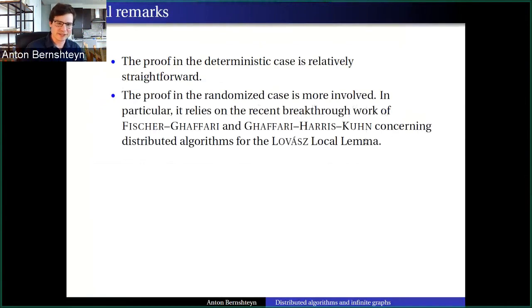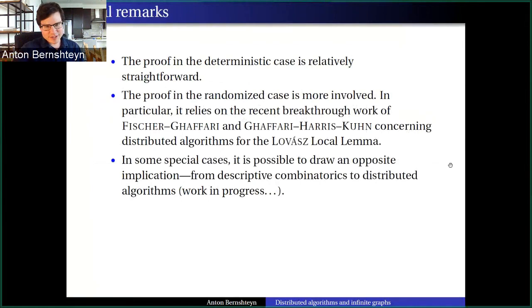In particular, it involves the recent breakthrough work of Fischer and Ghaffari, Harris, Su, and Kuhn, concerning distributed algorithms for the Lovász Local Lemma. I'm just saying these words. I just want to emphasize that the randomized side is much more complicated.